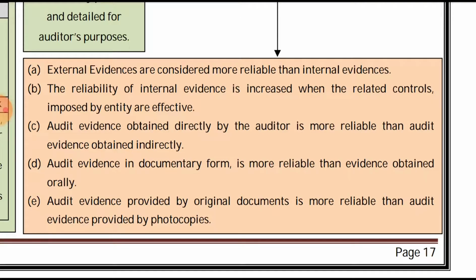So the first point in reliability of audit evidence is that external is more reliable than internal. The reliability of internal evidence increases when the related controls are effective. Then audit evidence obtained directly by the auditor is more reliable than that obtained indirectly. Documentary is more reliable than oral, and original is more reliable than photocopies.